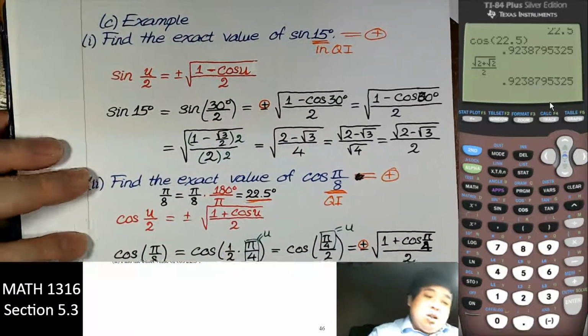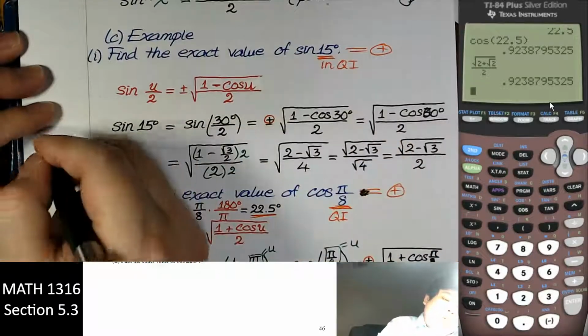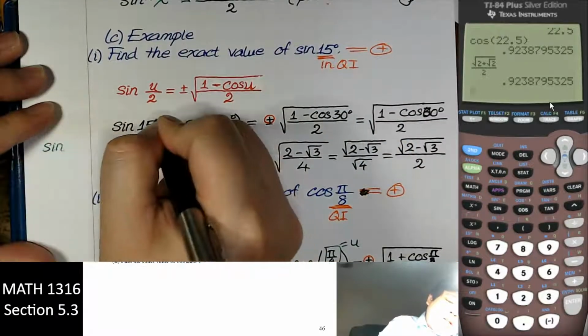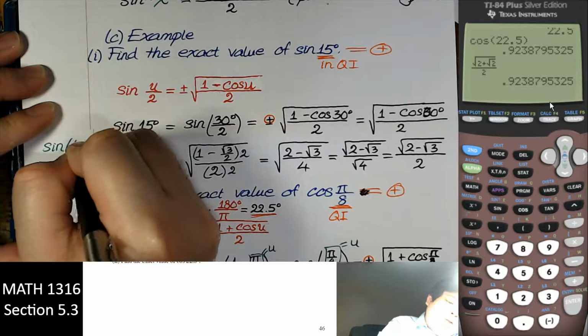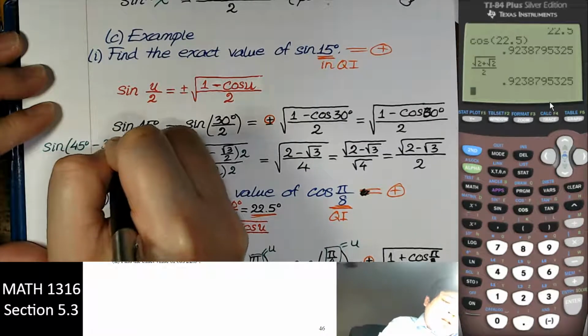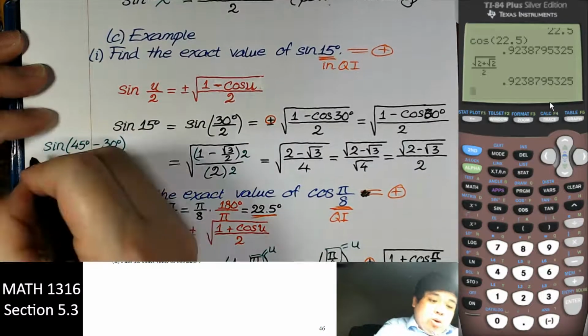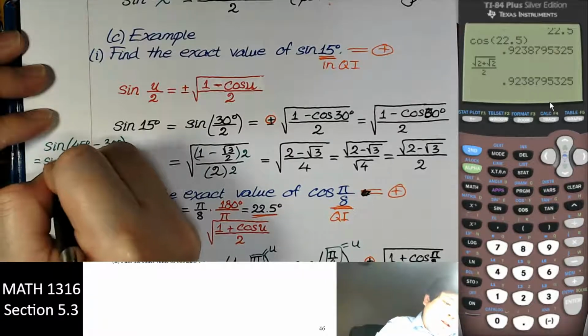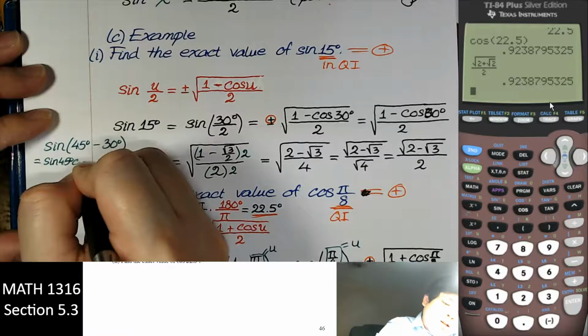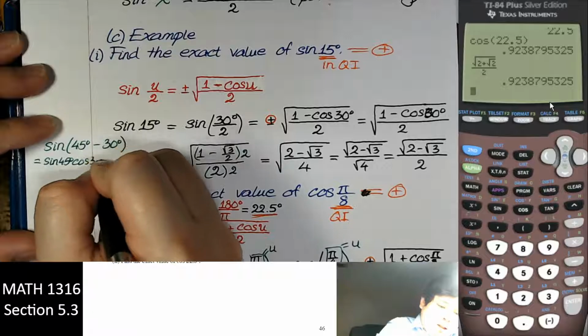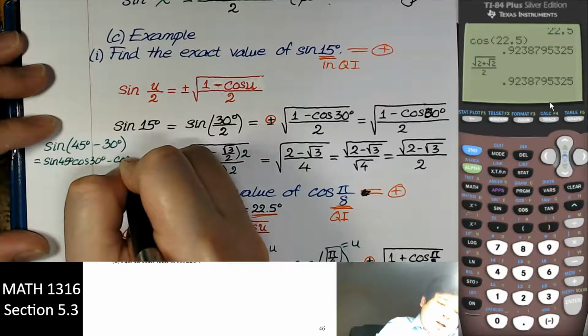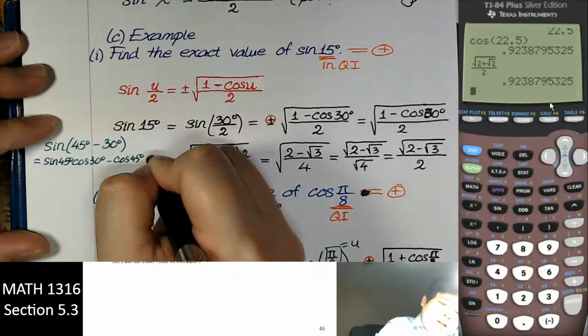By the way, there's also another way to do this from the previous section. We can also say 15 degrees is 45 degrees minus 30 degrees. That also works, and we use the formula of sine cosine minus cosine sine.